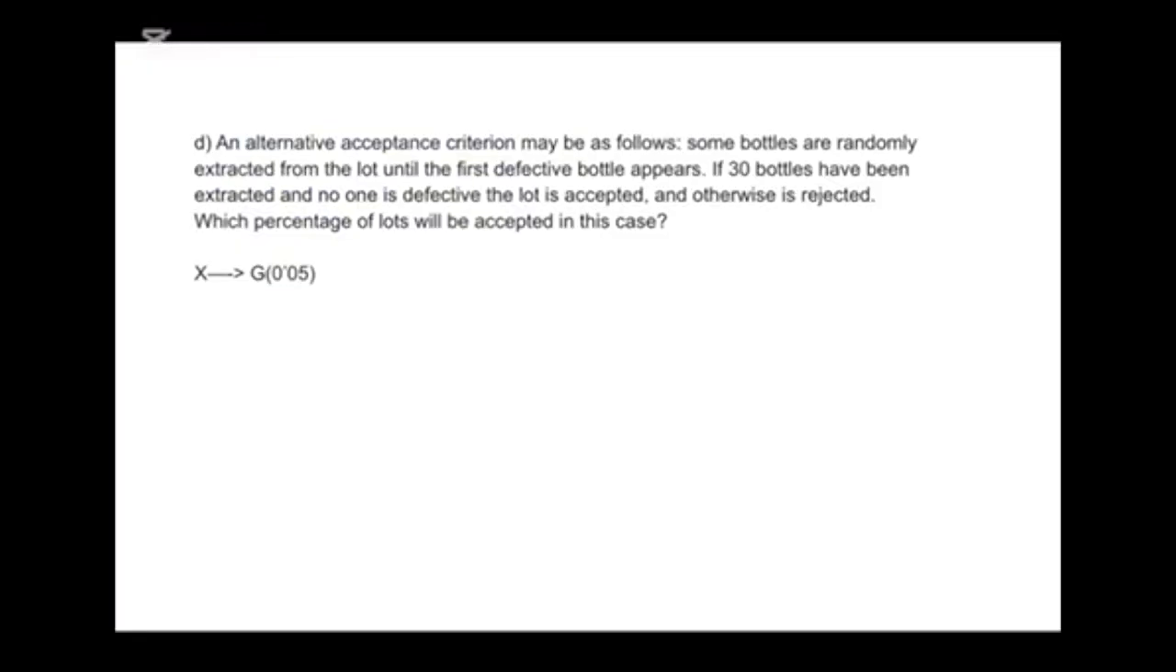Exercise D proposes an alternative criterion where some bottles are randomly extracted from the lot until the first defective bottle appears. If 30 bottles have been extracted and none is defective, the lot is accepted, and otherwise it is rejected. With that said, we know that this is going to be a geometric distribution, since X is equal to the number of failures obtained by performing a succession of Bernoulli experiments before obtaining the first success. So this follows a geometric distribution where X must be 30 and the probability is 0.05. Now we are going to go to R Commander to solve this.